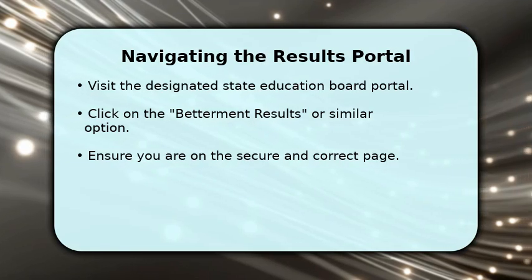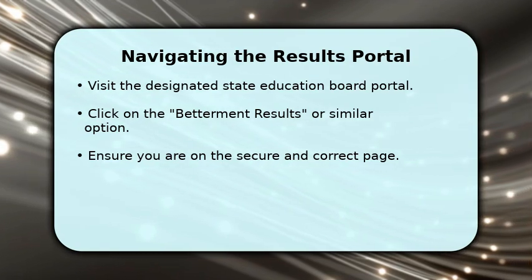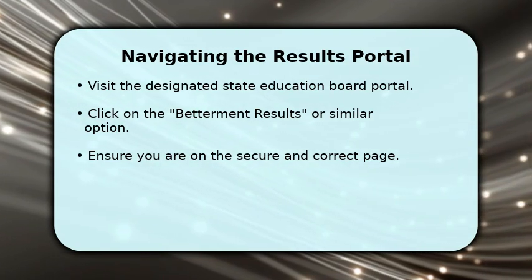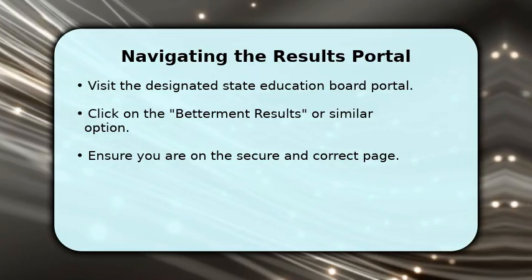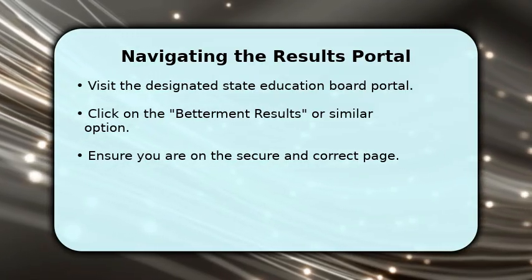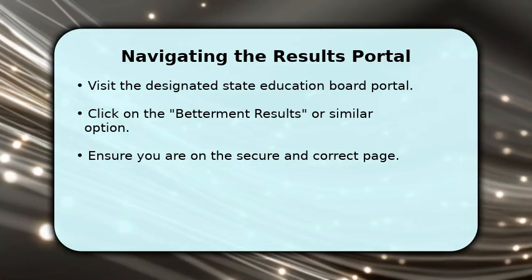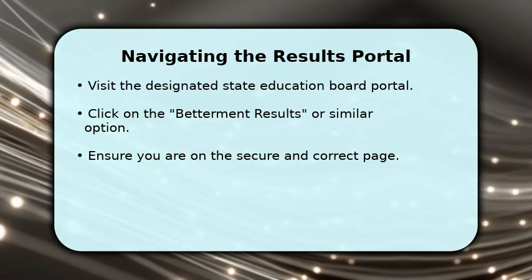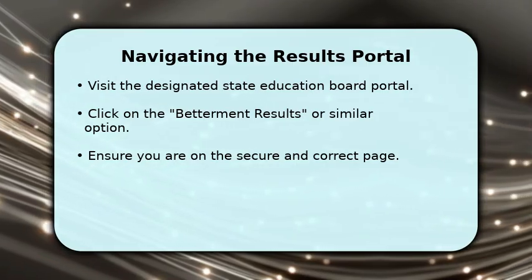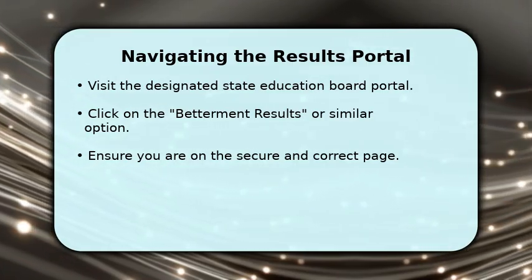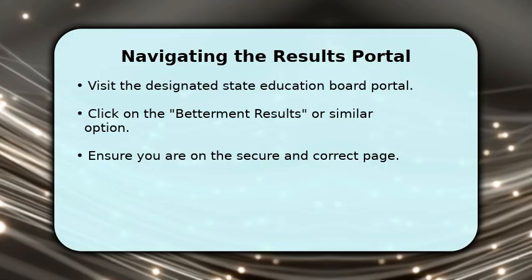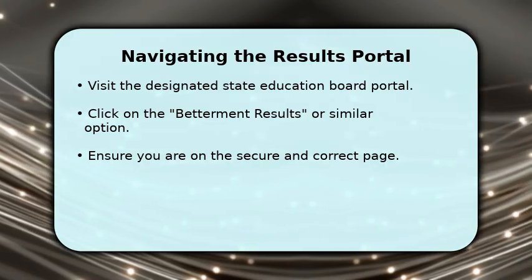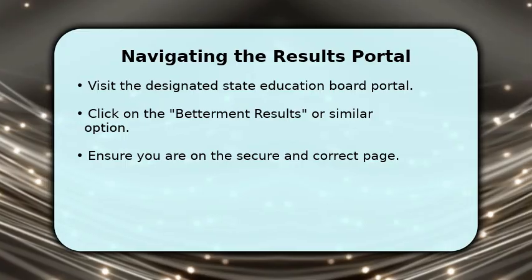First, open your web browser and go to the official website of your state's education board. Look for a prominent section or link specifically labeled Betterment Results or Intermediate Results. It's crucial to verify that you are on the authentic government portal to protect your personal information. Take a moment to confirm the URL before proceeding to the next step, ensuring a secure experience.